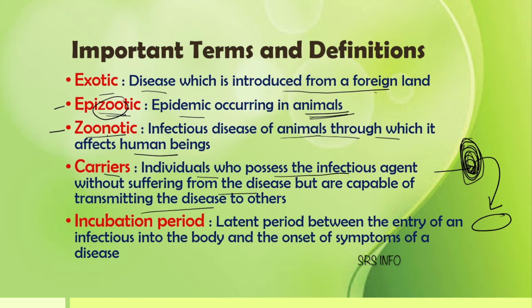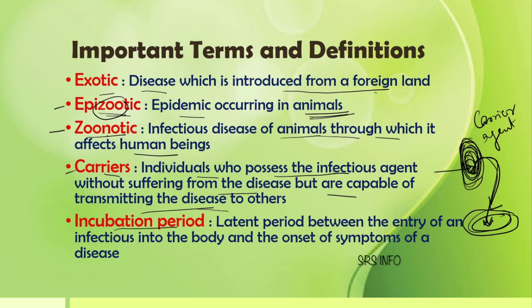So if this person comes under direct contact with this person, the infectious agent may get transferred into this body. So this person works as an agent. This is called a carrier. He can give this infection to another person and that person may get diseased. The individuals who possess the infectious agent without suffering from the disease but are capable of transmitting the disease to others are called carriers.